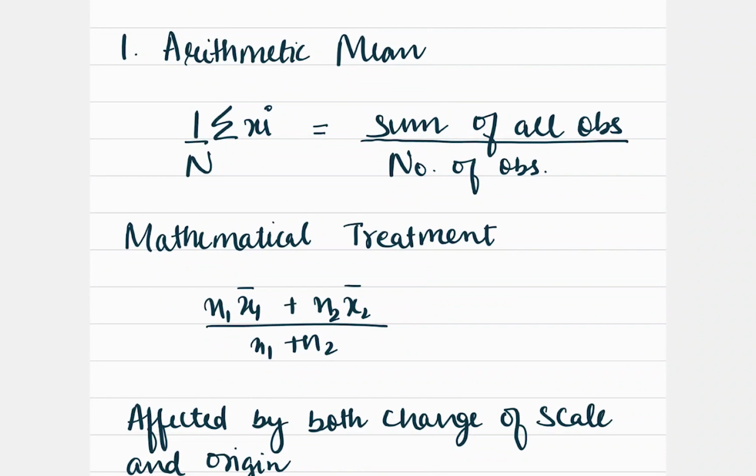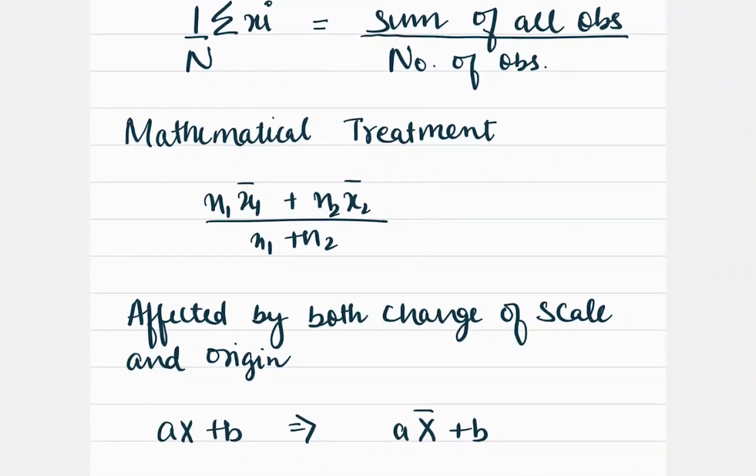Let's talk about one of the most important properties that arithmetic mean possesses, which is the mathematical treatment property. This property says that if we combine two different data sets with means x1 bar, x2 bar and number of observations n1 and n2, then the mean of the combined data set, which is x bar, will be (n1 x1 bar plus n2 x2 bar) upon (n1 plus n2).